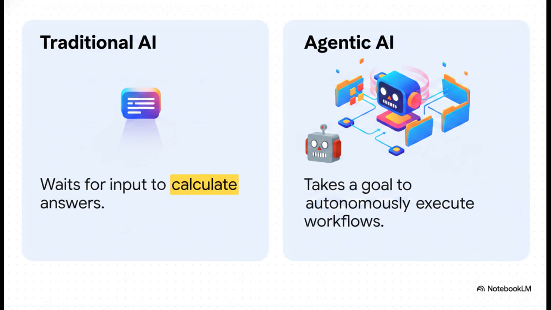But an AI agent, that's more like hiring a personal accountant. You don't give it a step-by-step formula, you just give it a high-level goal, something like, hey, file my taxes. The agent creates its own plan, digs through your receipts, categorizes your expenses, and executes the entire workflow. The absolute key distinction here is autonomy. It doesn't just answer a question, it decides what steps it needs to take to get the job done.